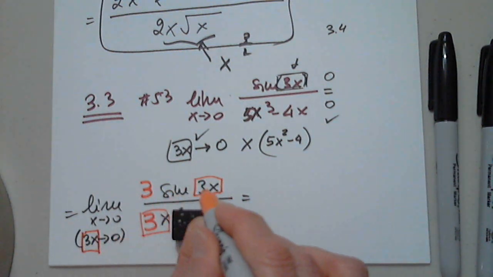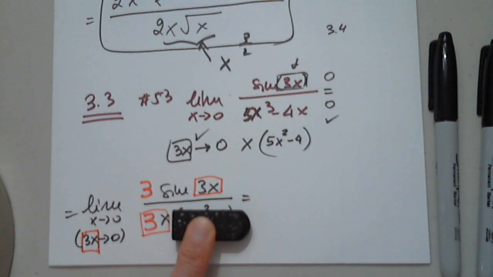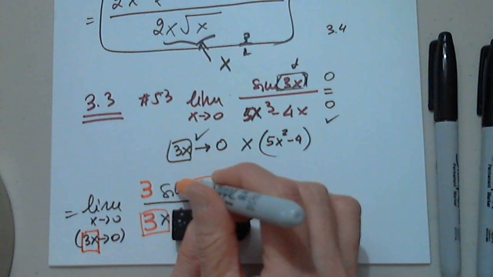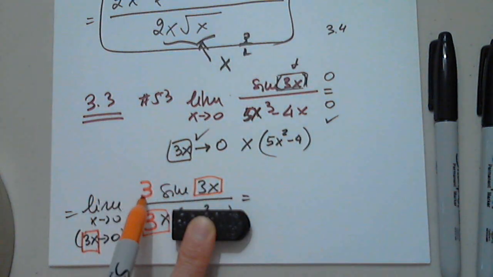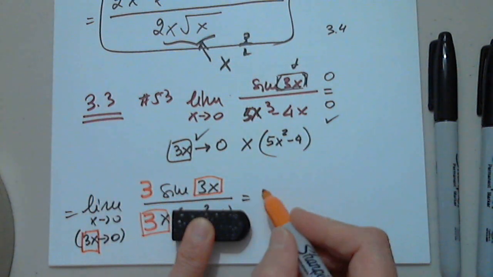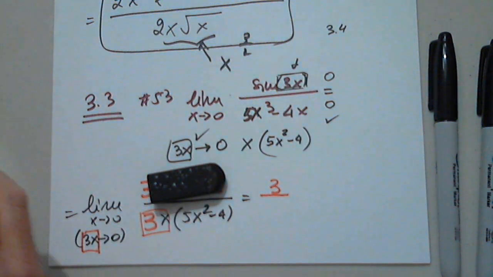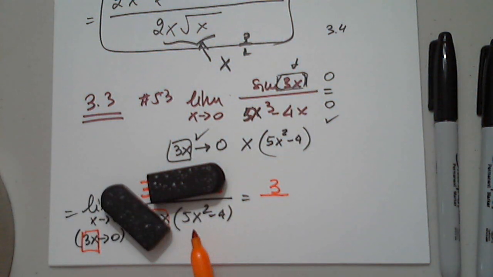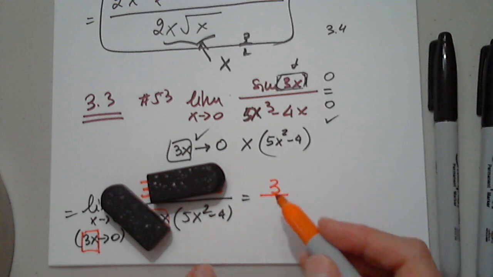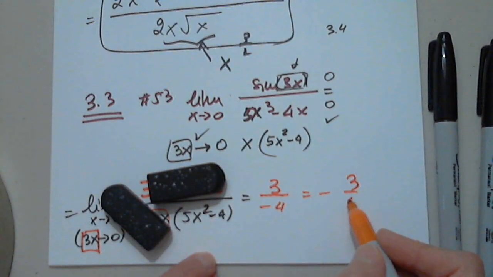Where is this going? One. Good. Times 3. Okay. So then the numerator goes to 3. Can anyone now tell us where the denominator is going when x approaches 0? Negative 4. Thank you. So the limit is negative 3/4.